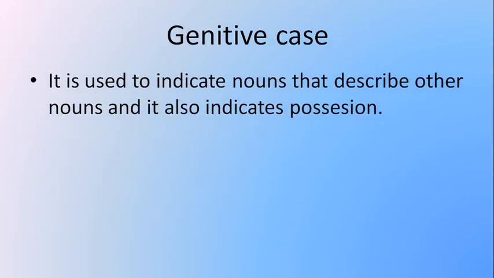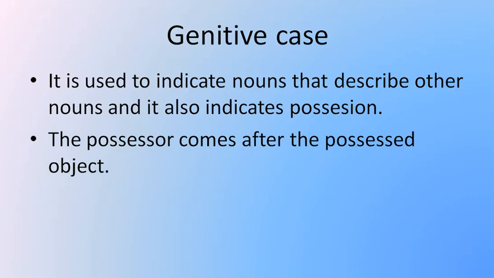Move on to the genitive case, which is used to indicate possession. And the possessor comes after the possessed object. That's very important. It's not like in English. So, lo comid, lo churnon, meaning the dog's food. So comid means food, churn means dog, and on is the suffix added for genitive.